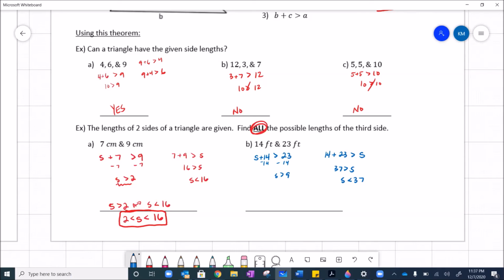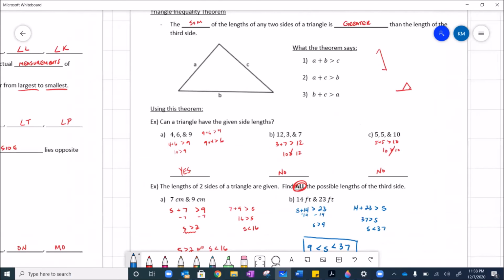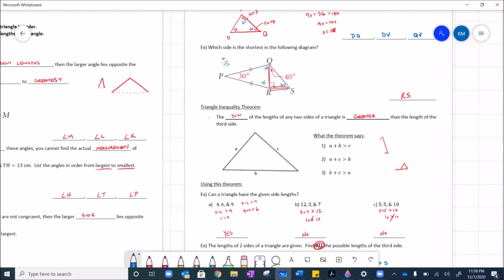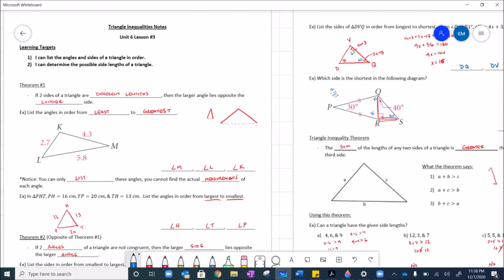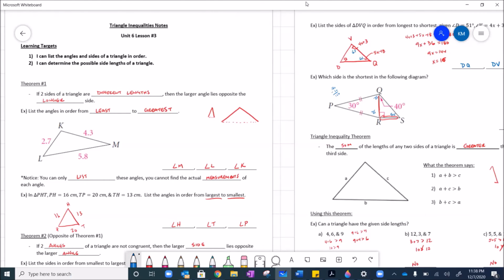So now we can write this as a compound inequality. It's greater than 9 and less than 37. There we go. All right. And so there is our triangle inequality theorem and the finish of our chapter. All right. See ya.